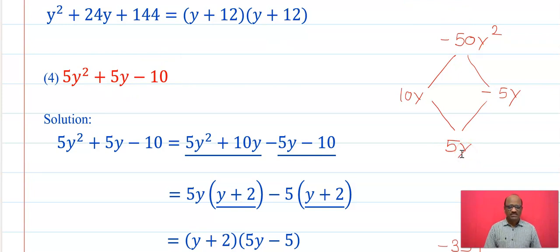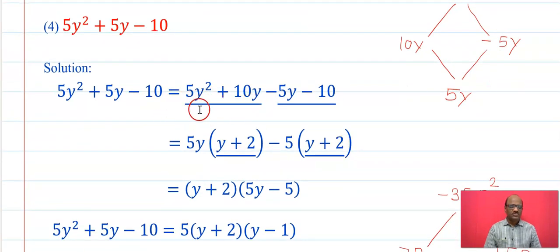अशा दोन नंबर्स आपल्याला फाइंड आउट करायची की ज्याचा प्रॉडक्ट किती आला पाहिजे तर minus 50y square आला पाहिजे, आणि ज्याचा सम किती आला पाहिजे तर 5y आला पाहिजे. मग plus 10y and minus 5y. Plus 10y minus 5y is plus 5y, and plus 10y into minus 5y, that is minus 50y square. Therefore, this 5y can be written as 10y minus 5y. आणि पुन्हा या दोघांना अंडरलाइन करणार, नंतरच्या दोघांना अंडरलाइन करणार.